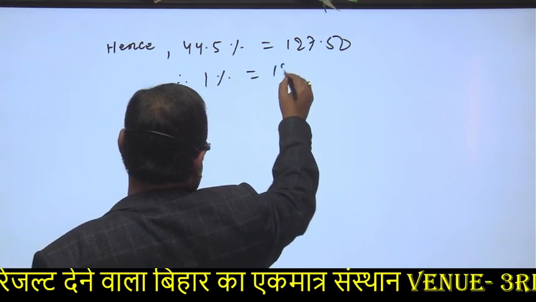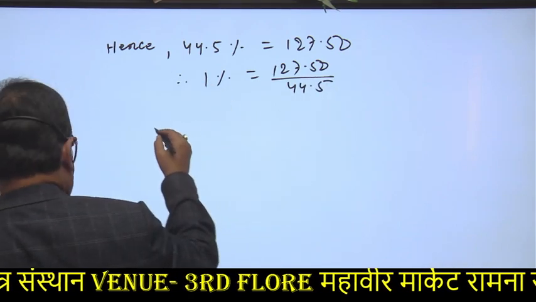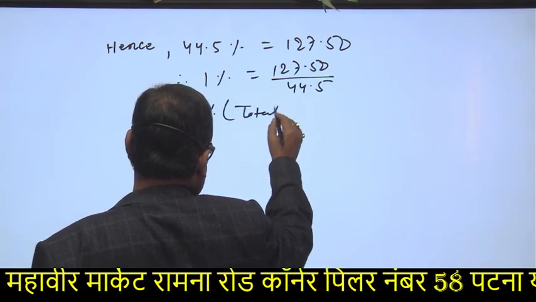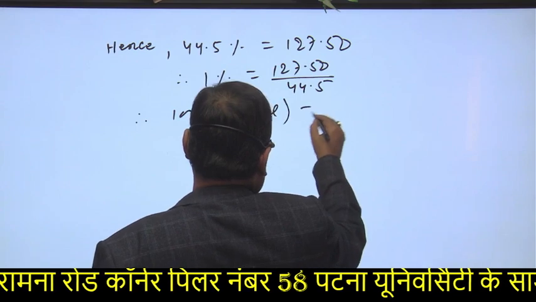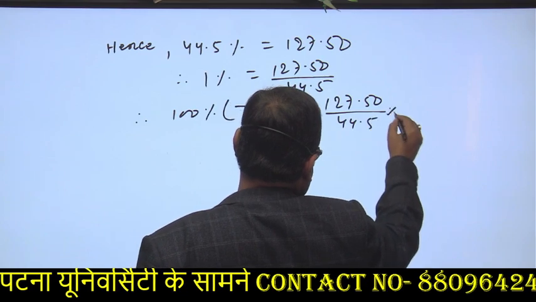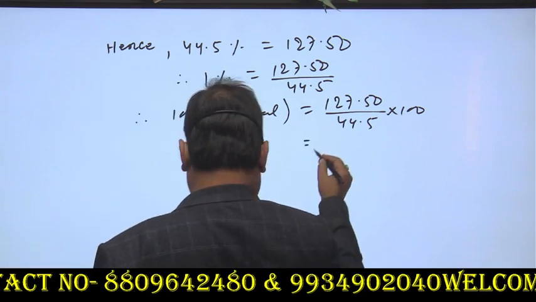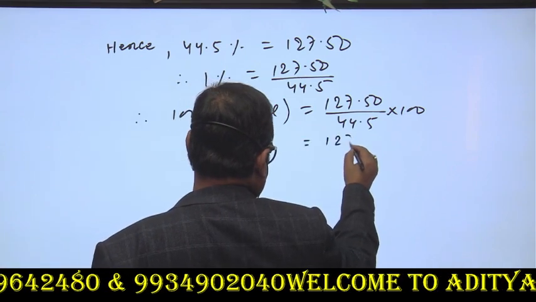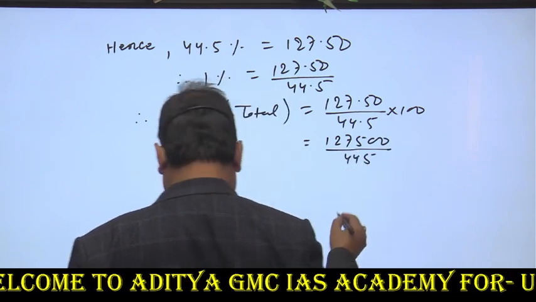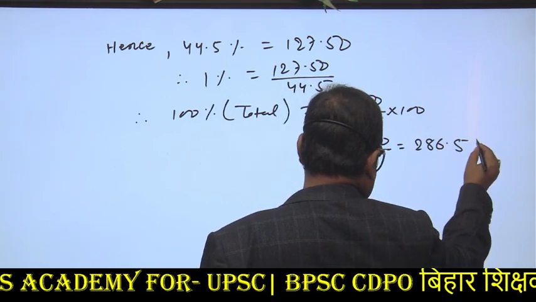1% equals 127.50 divided by 44.5. 100% equals total. In sense, 127.50 divided by 44.5 into 100. So total operation is done: 127,500 divided by 445 equals 286.51.